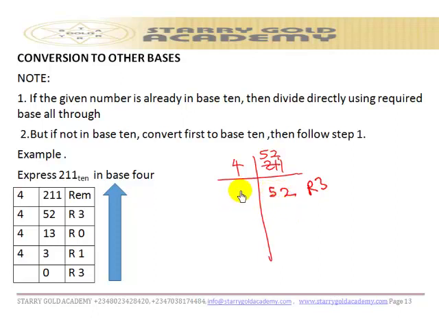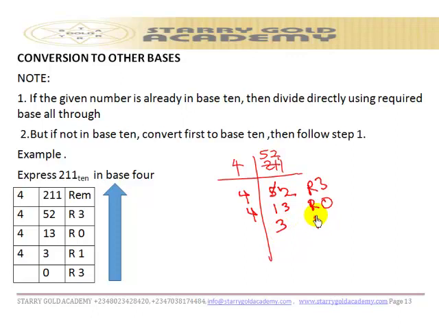Use 4 again. 4 in 5, 1 remainder 1. 4 in 12, 3 remainder 0. There is no remainder, so you put 0. Now you use 4 again. 4 in 13 is 3.